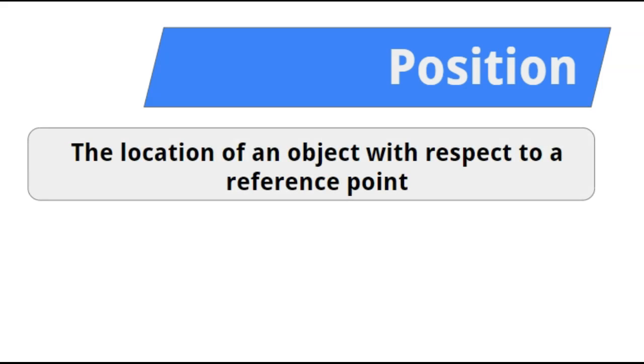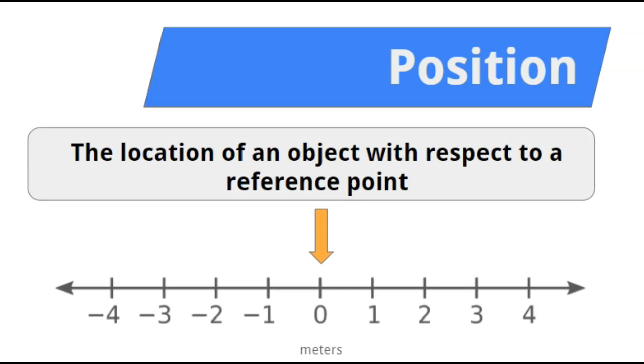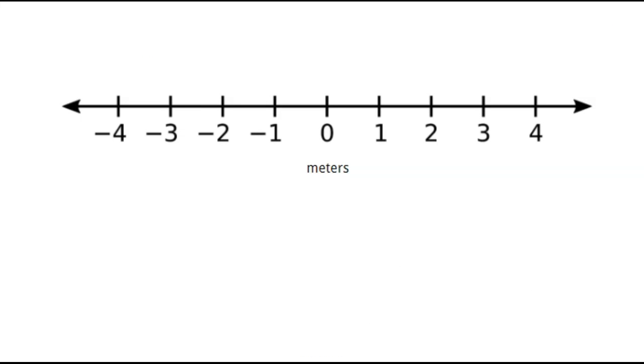Let's start with position. Position is the location of an object with respect to a reference point. Like 0 on this number line is the reference position. Einstein is at 2 meters. His position is plus 2 meters with respect to the reference point on this number line. Einstein is 2 meters to the right.